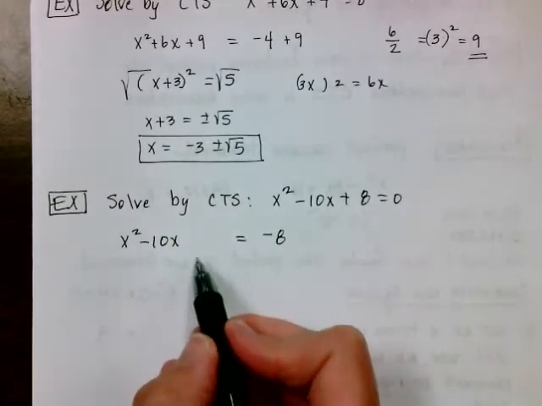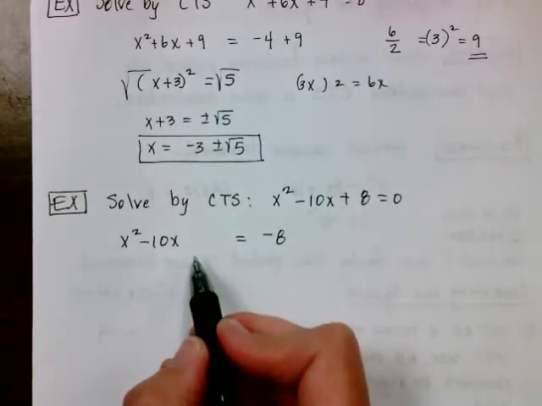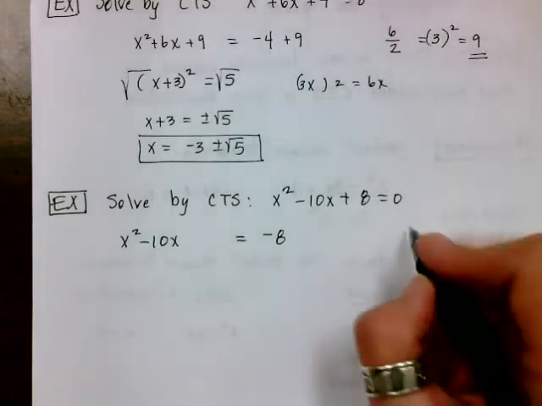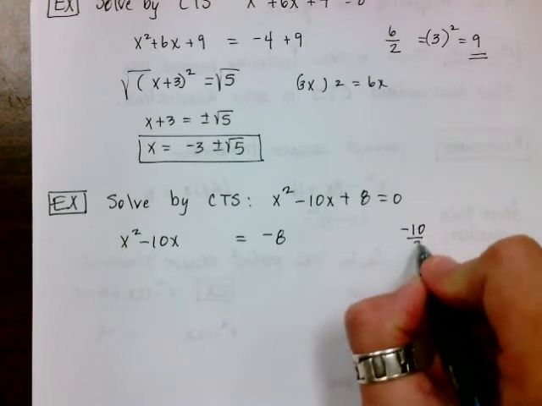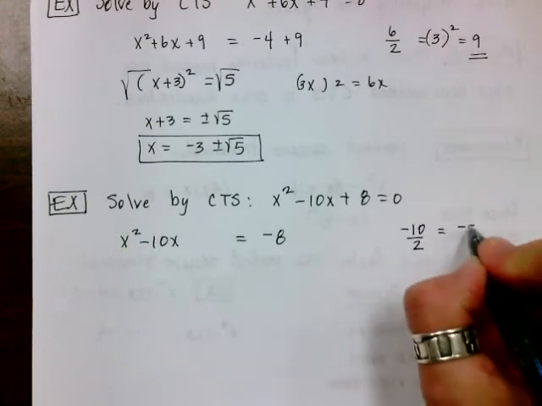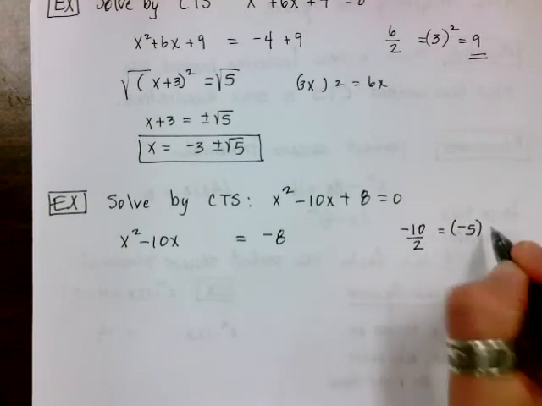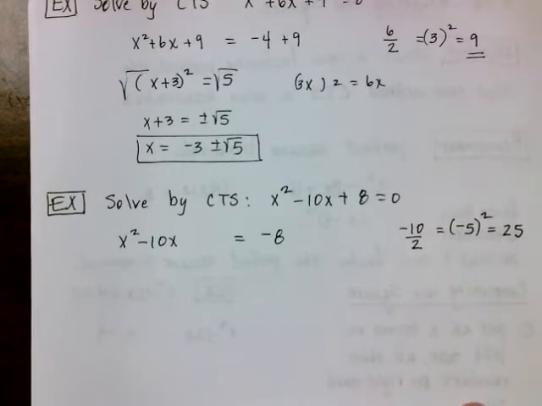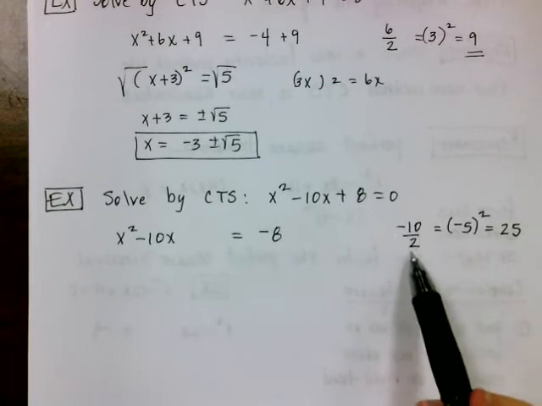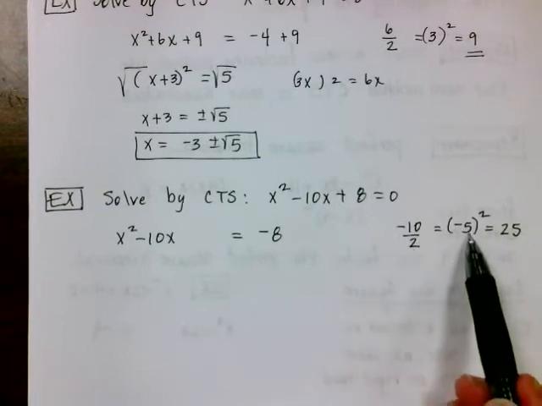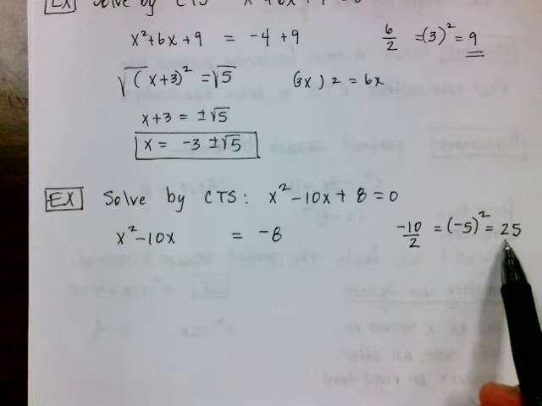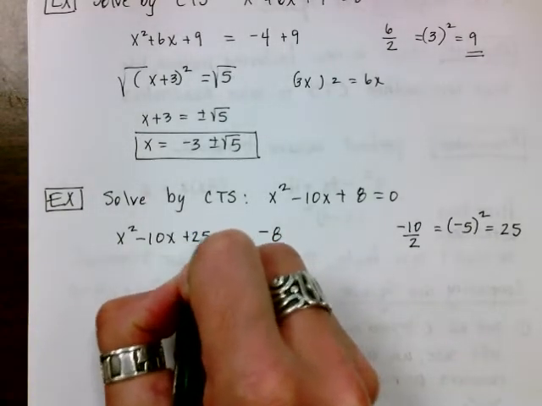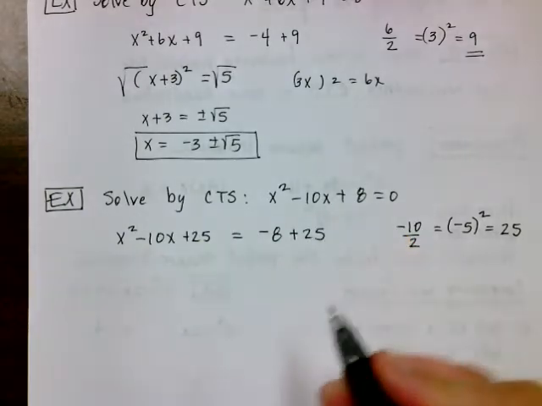And I always leave some space so that I can manage my math all together. Now I'm going to talk about my middle term. So I take the middle term and I divide it by 2 and I get a negative 5, and then I square it to get a positive 25. Middle term, divide by 2, square it, and now I'm going to add that to both sides of the equation. So I'm going to write plus 25 and plus 25.